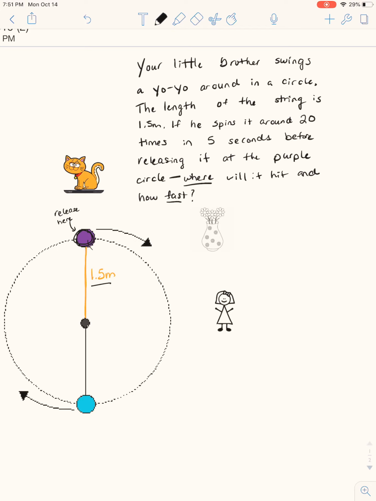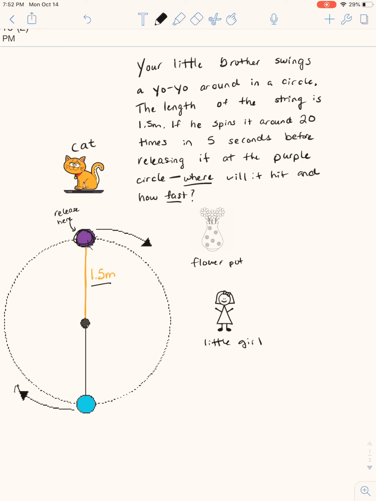where will it hit and how fast? So where is it going to hit? If you think about it spinning around this way, and your options are, is it going to hit the cat, is it going to hit a flower pot, or is it going to hit some little girl? Which one? Just think about it for a few seconds. Which one do you think it's going to hit?